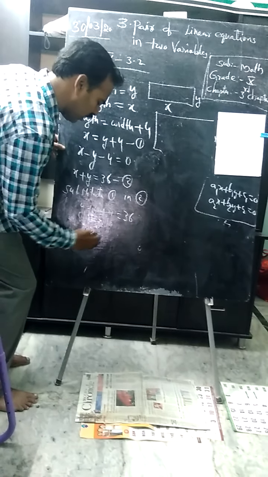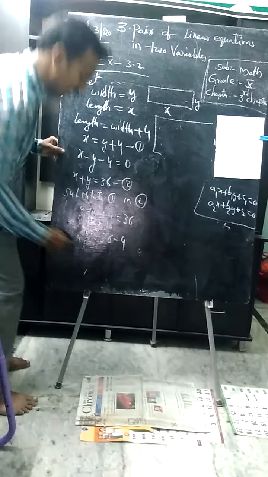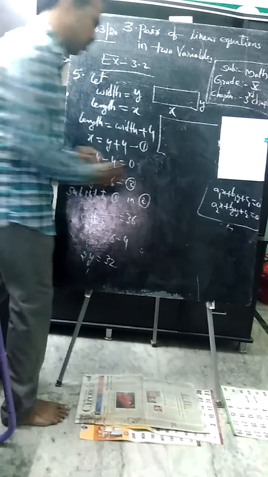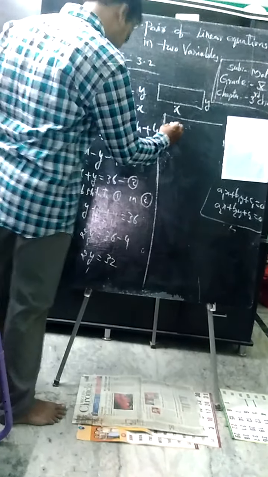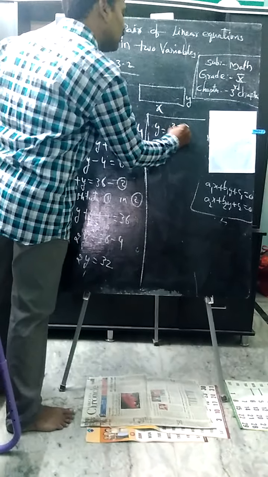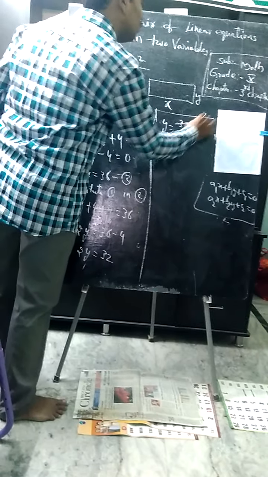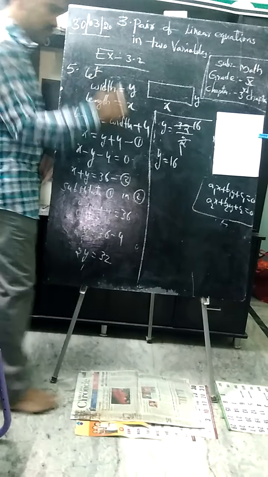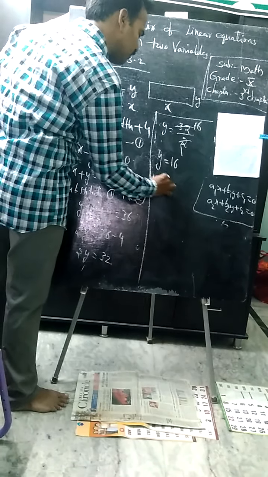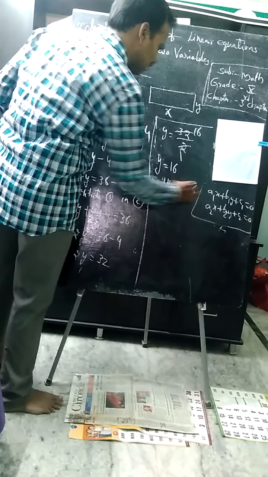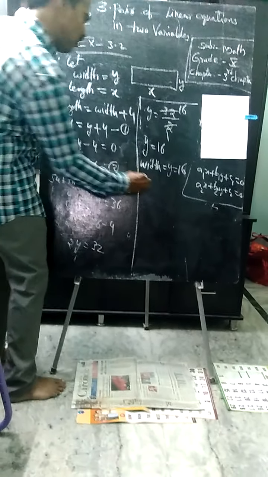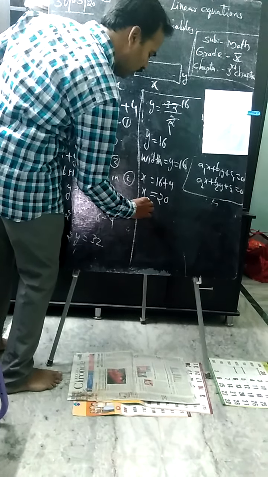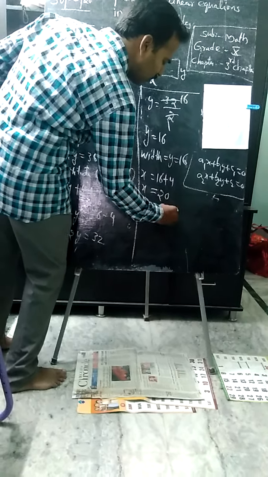So x plus, substituting, students, y plus 4 plus y equal to 36. So we have 2y equal to, writing constant terms on one side and variables on the other, 36 minus 4, 32. If you simplify, students, y is equal to 32 by 2, that is 16. So y is equal to 16. Here y is width. We got width is equal to 16. Substitute y is equal to 16 in 1. So we got x is equal to 16 plus 4, that is 20. So length equals 20.